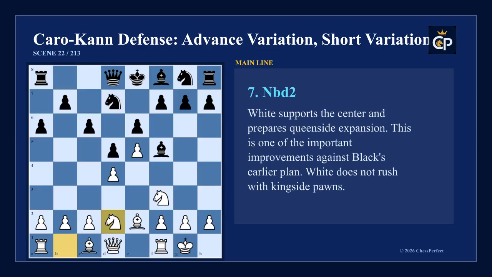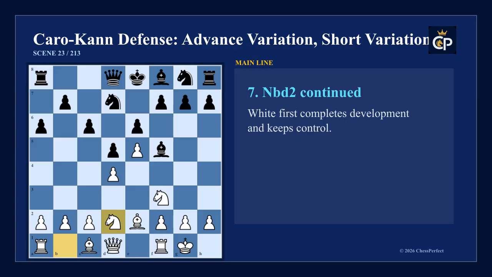Knight b d2. White supports the center and prepares queenside expansion. This is one of the important improvements against Black's earlier plan. White does not rush with kingside pawns. White first completes development and keeps control.